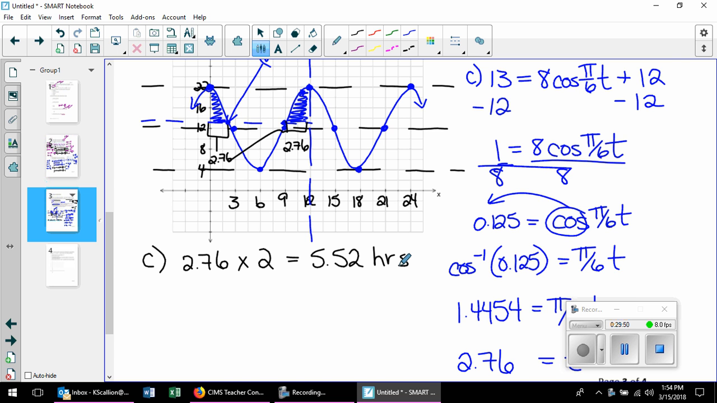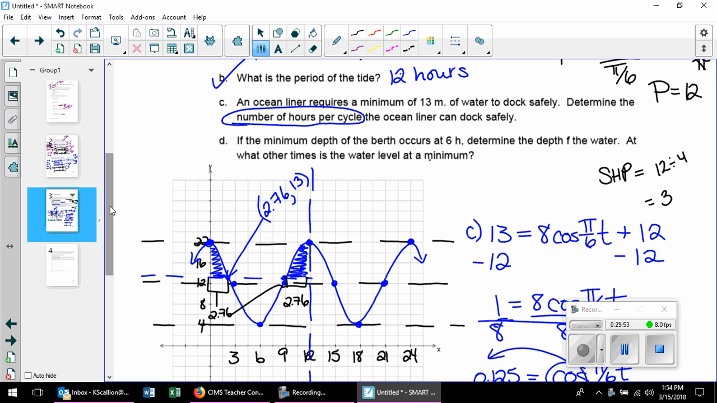Okay. So now, what is it telling me? It's saying if the minimum depth occurs at 6 hours, determine the depth, I should say, of the water. Does it say of the water? Should say of the water. At what other times is the water level at a minimum? So all this is saying is that at 6 hours, I'm at a minimum. When's the next time we're going to see a minimum? When's the next time the water's at a minimum? Look at your graph. One full period away, right?